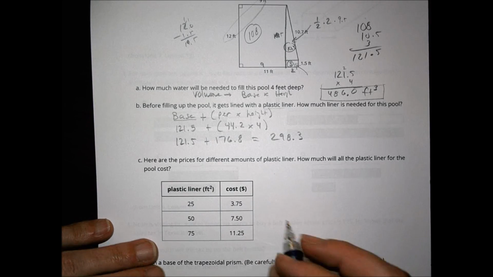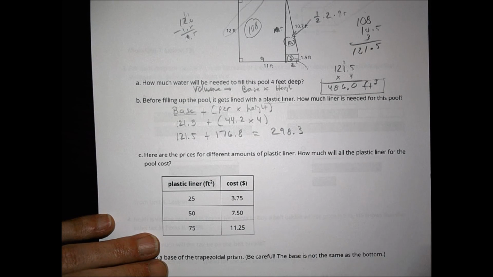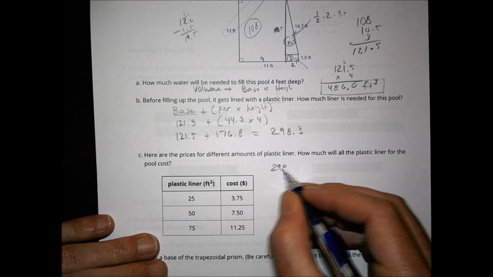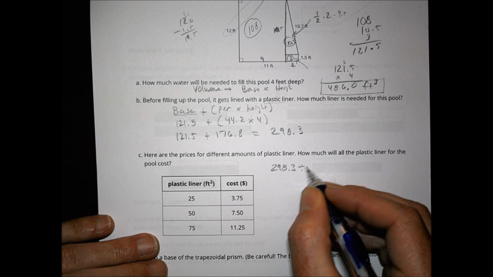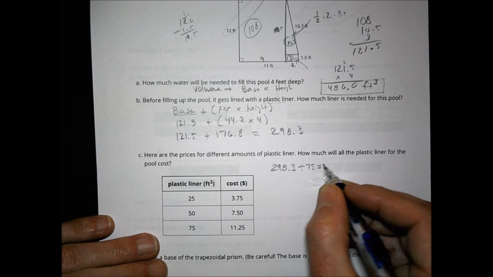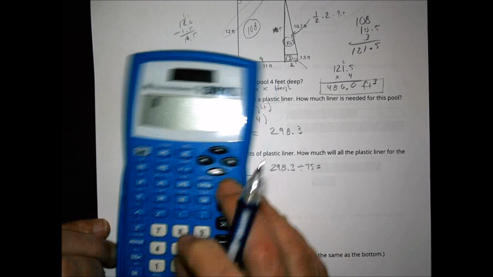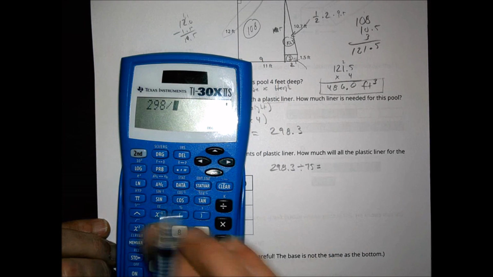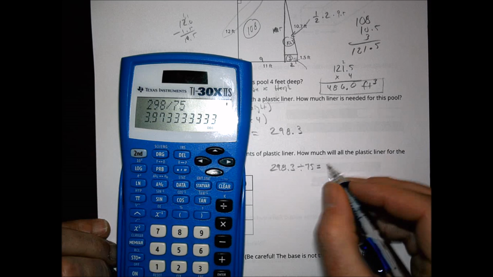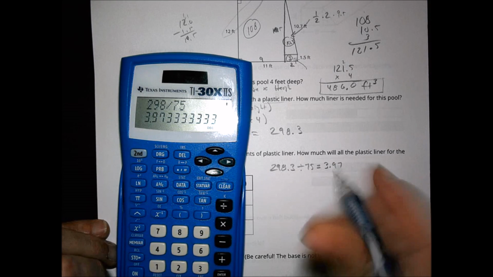So again, what I want to look at is how many 75s can I get out of 298? So I do 298.3, and when I divide that by 75, here's where you end up with. You get 298 divided by 75 equals 3.97. Okay, so I can definitely get 3 of these guys right here.